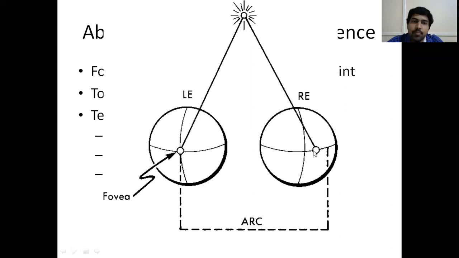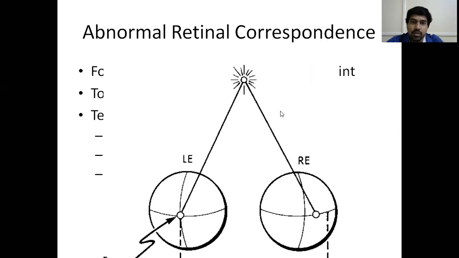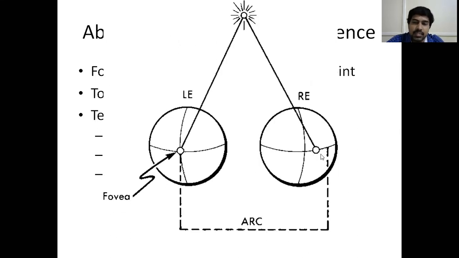So this is called abnormal retinal correspondence. Abnormal retinal correspondence is when the fovea corresponds to an extrafoveal point to avoid diplopia and confusion. Why this happens is, suppose the image of this object is falling on the fovea here, and the image of this object is falling somewhere here. If both are corresponding points, the image from this one and the image from this point will go to the brain, and the brain will see only a single image.